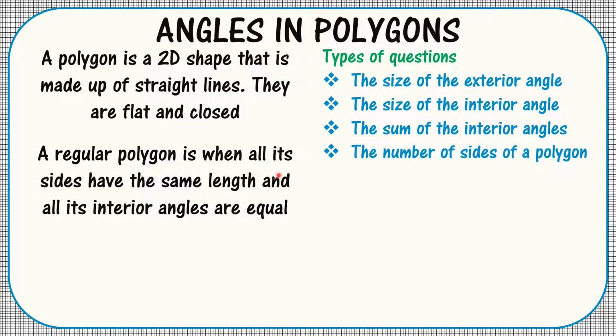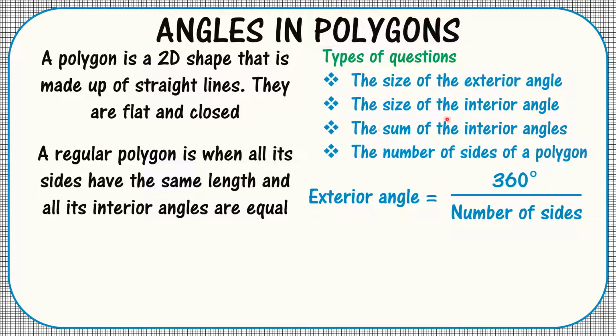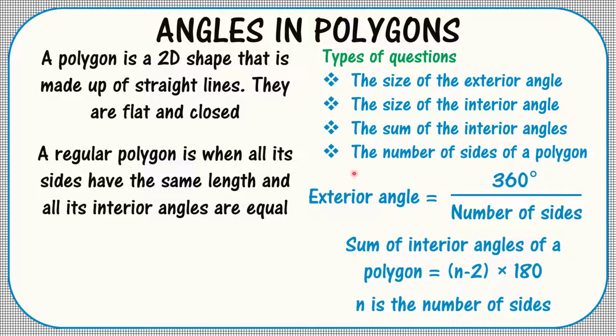The type of question that may occur is it will ask you to find the size of the exterior angle, the size of the interior angle, the sum of the interior angles, or the number of sides of a polygon. We know that the exterior angle is 360 degrees divided by the number of sides, and the sum of interior angles of a polygon is equal to n minus 2 multiplied by 180, where n is the number of sides.